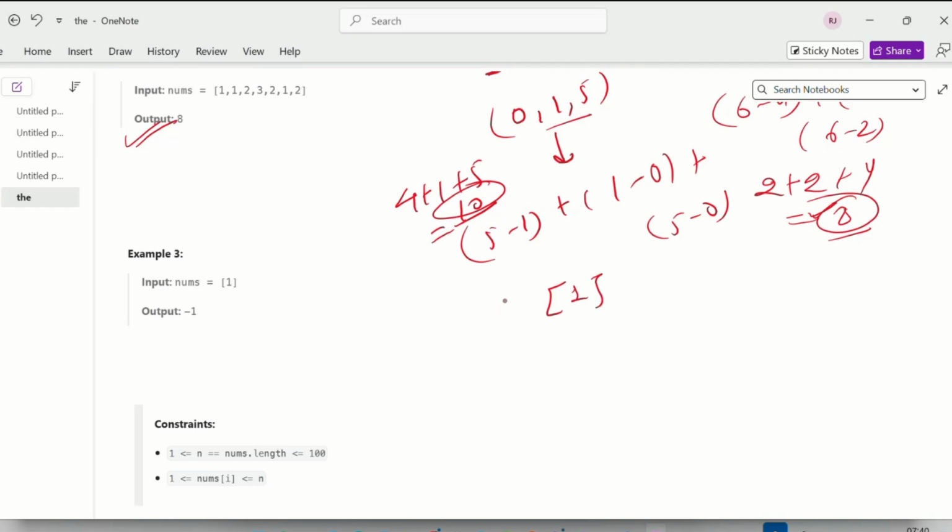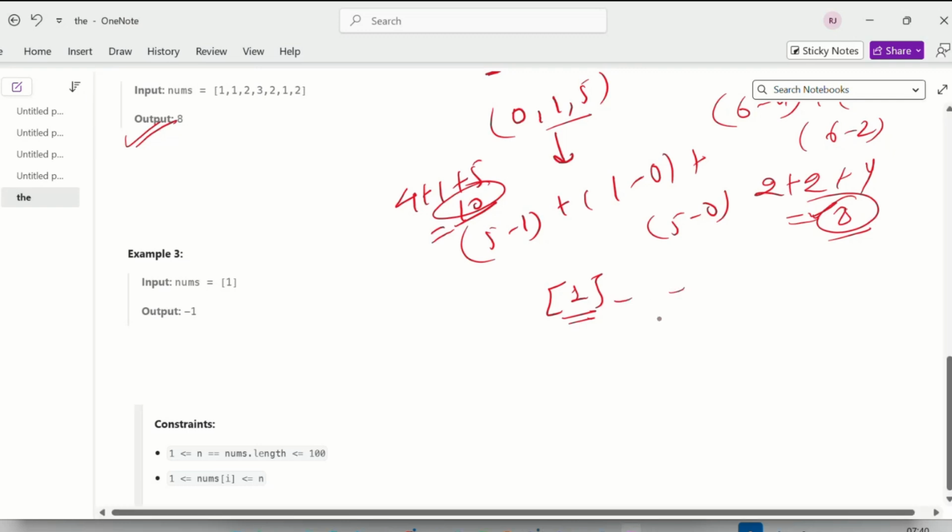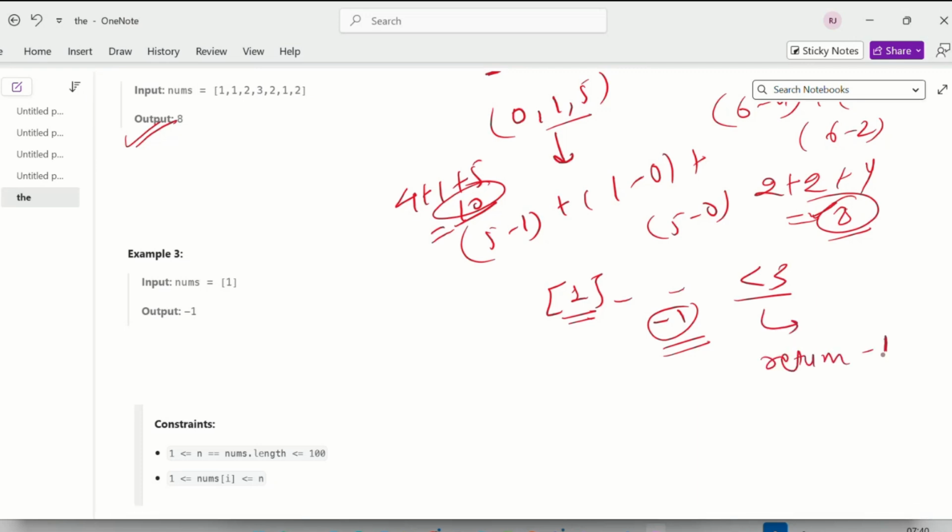We have the nums array with 1 element only, so there are not even three values here. So we can directly return -1. We can check if the nums array size is less than 3, then we can directly return -1 in that case, because it is not even possible to get three different indices.